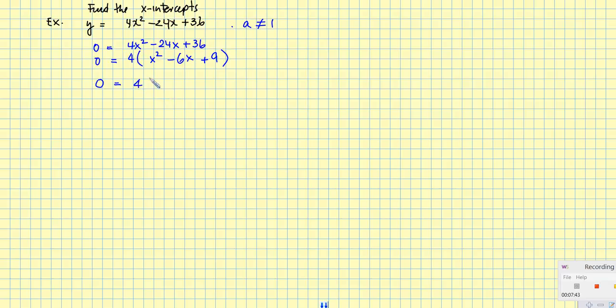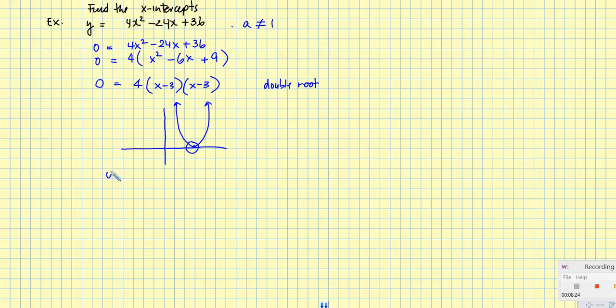4 times, and here I've got a perfect square, or what two numbers multiplied give me 9 and added give me negative 6. And they happen to be x minus 3 and x minus 3. So that means that I have got a double root here. And if I've got a double root, that means that it's the same x-intercept. So I've got an x-intercept that is found exactly here at (3, 0). It looks something like that, and it's touching the x-axis. So this is my way of finding the x-intercepts.